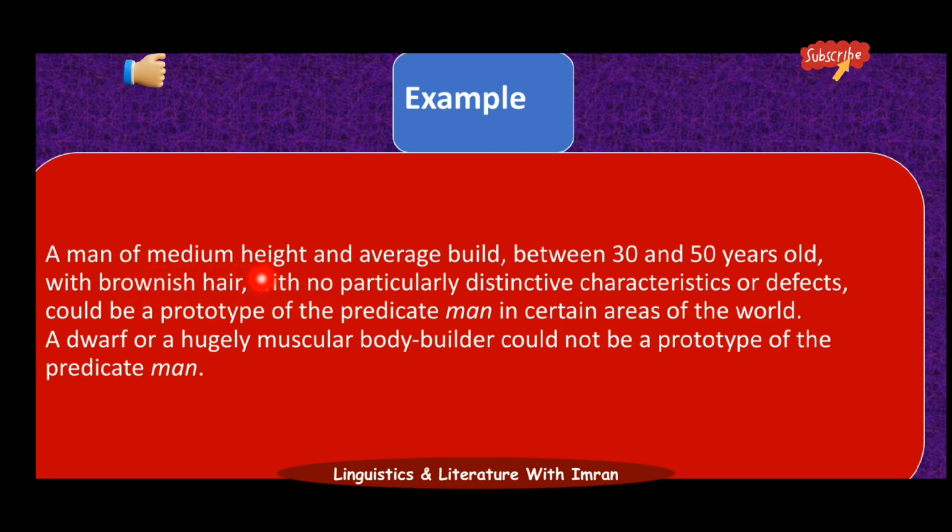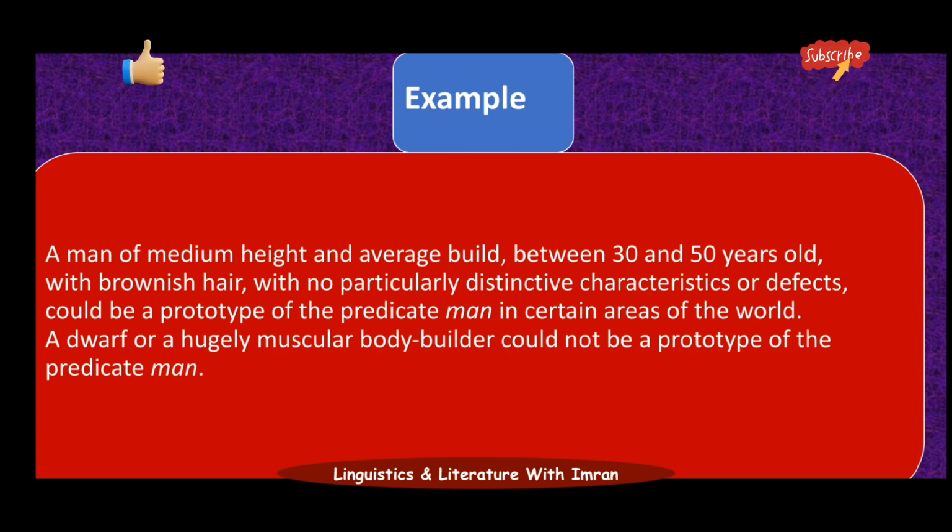Because the median height in Japan would be different, or in China would be different, right? Compared to some African countries, it would be different. So we say that in certain parts of the world we have the prototype of a man that would be of medium height or average build, between 30 and 50 years old, with brownish hair and without any physical defects, right? Similarly, a dwarf or a hugely muscular bodybuilder could not be a prototype of the predicate man.